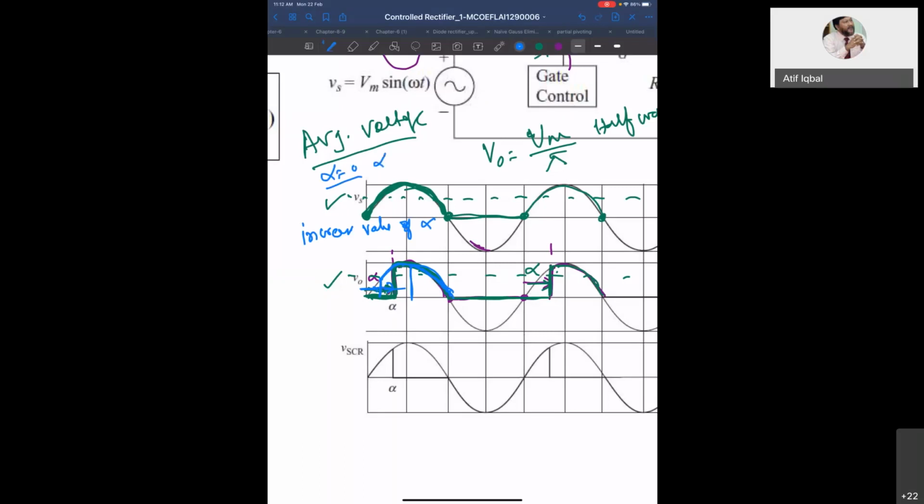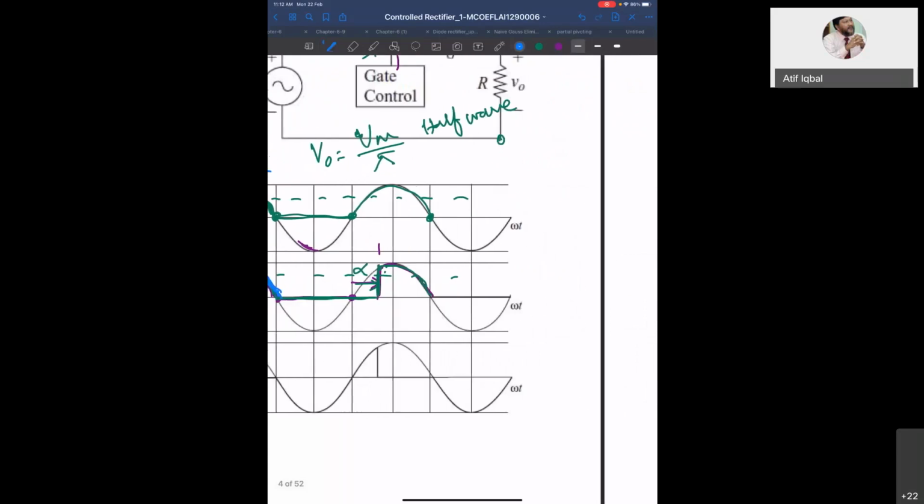So when you have alpha equal to 30 degrees, or alpha equal to 60 degrees, it will behave as a controlled rectifier. So you will have different average output voltage. This depends upon your application.